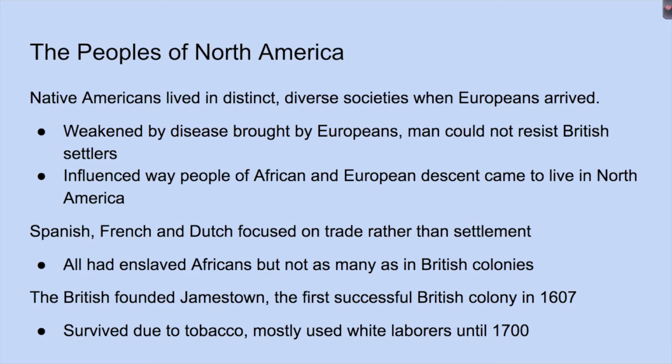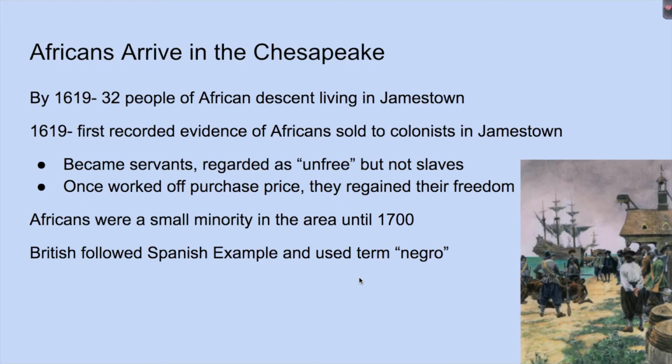And so in this first colony in Jamestown, they're mostly going to use white laborers to farm the tobacco up until 1700. Our first group of Africans to arrive in the Chesapeake area, which is where our first colony is founded, will happen in 1619. So by 1619, there were 32 people of African descent living in Jamestown. Not a lot is known about when they arrived or where they came from, and they were all in the service of planters.